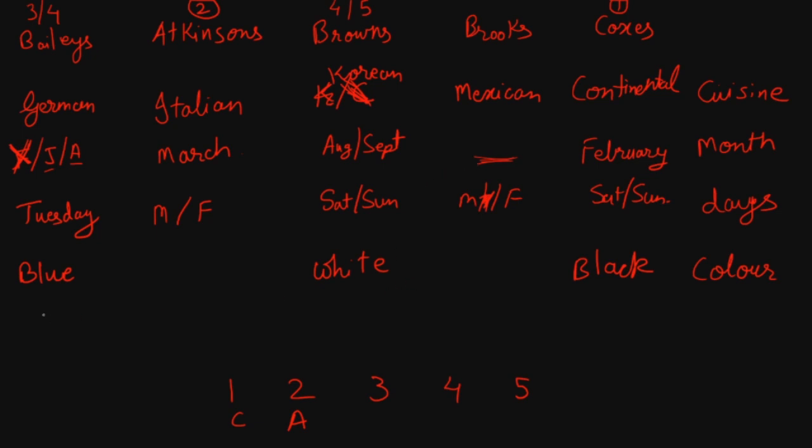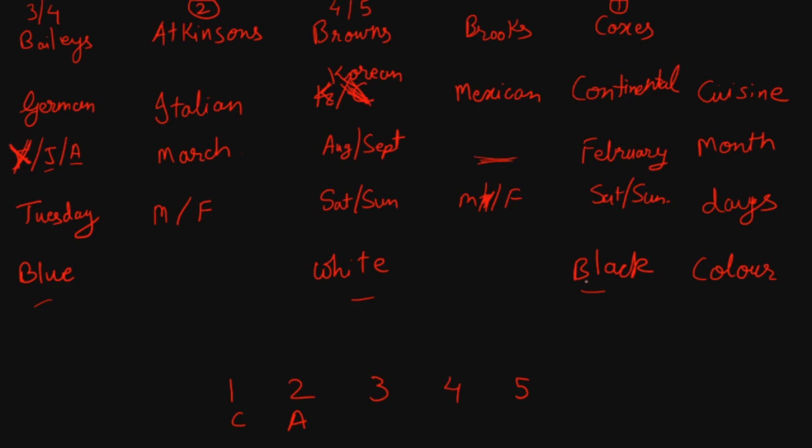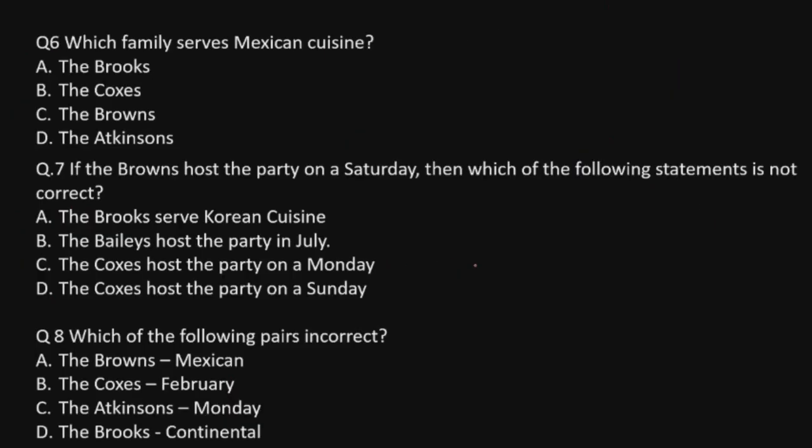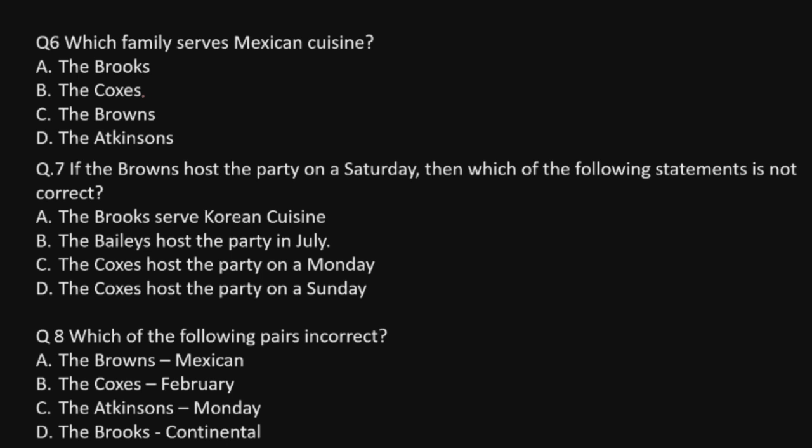Okay, now blue is selected, white is selected, and black is selected. There is no hint for red and green. So let's move to the question. I will just fill it like this. Moving to the question, which family serves Mexican cuisine? So which is the Mexican? The Brooks. The answer is A.